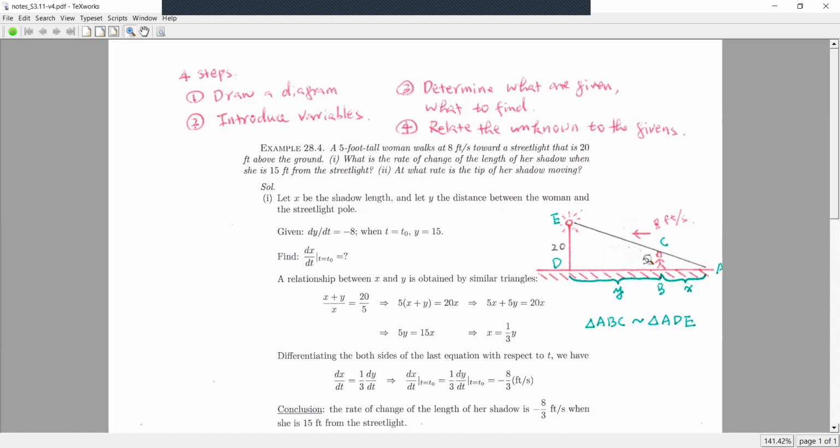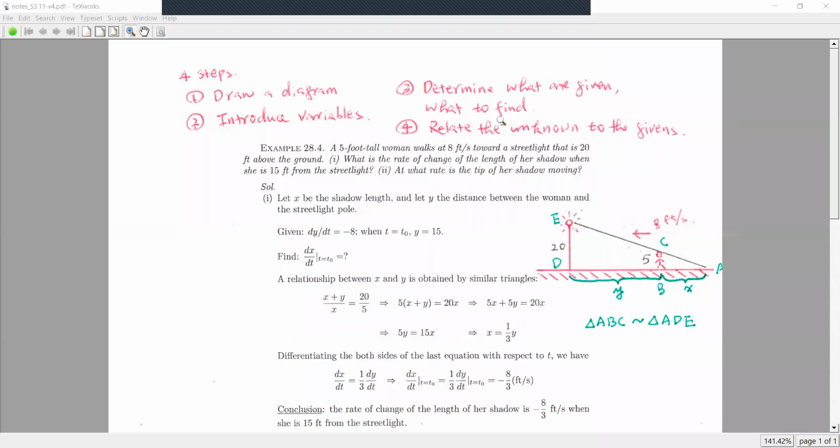Moreover, the woman is walking toward the light pole. There must be some instant when the woman is 15 feet from the straight line. I denote that instant by T0. When time is T0, y, the distance between the woman and the light pole, is 15. This is the information that we have.